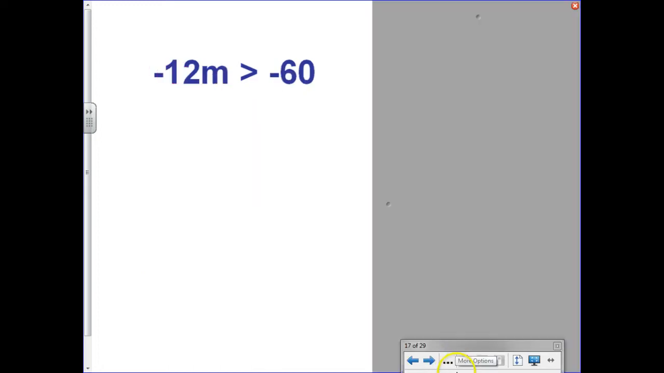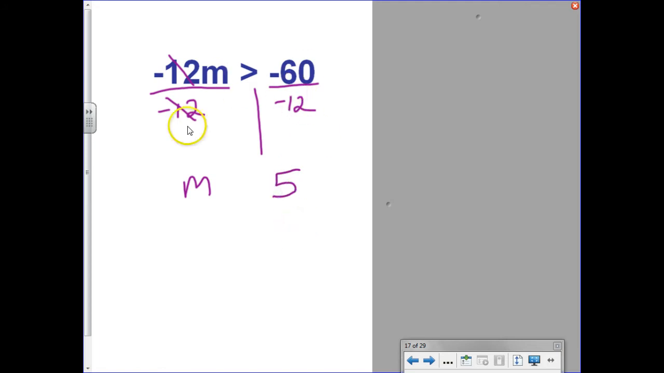Perfect. Let's look at this one. Negative 12m is greater than negative 60. All right. Divide by negative 12. Divide by negative 12. Okay. Negative 12 over negative 12 is positive 1. Positive 1 times m, just m. Goody. Negative 60 divided by negative 12 gives me positive 5. So I got my math done.